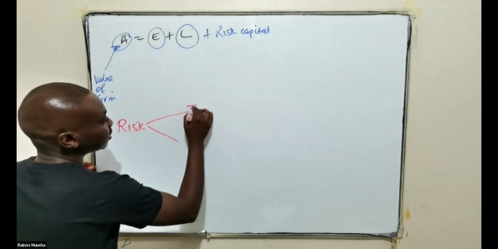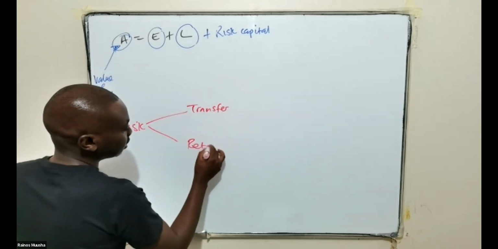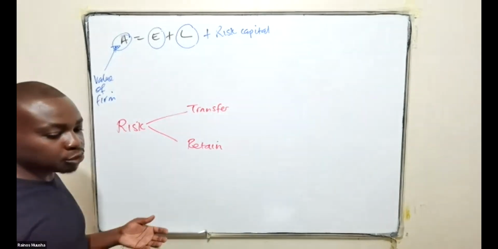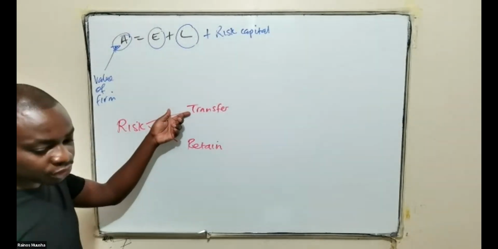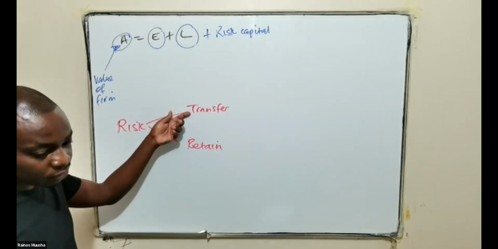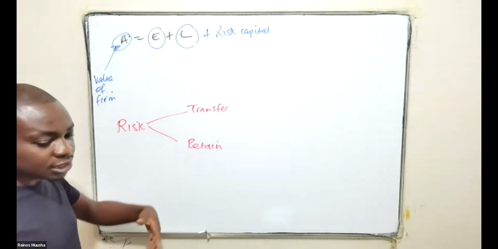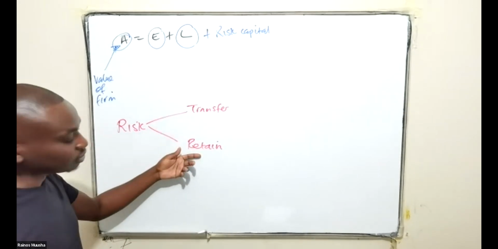Is either you're able to transfer the risk or you're going to retain the risk. For example, when it comes to your vehicle, you have two options. You can transfer the risk to the insurer by insuring your vehicle, or you can retain the risk by not insuring the vehicle. The moment you don't insure the vehicle or transfer the risk to the insurer, it basically means you're retaining.